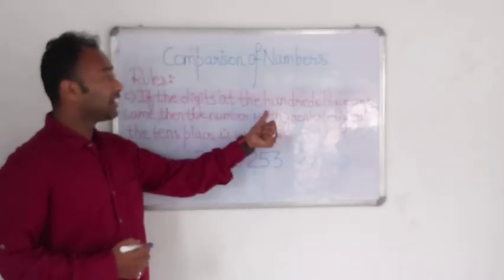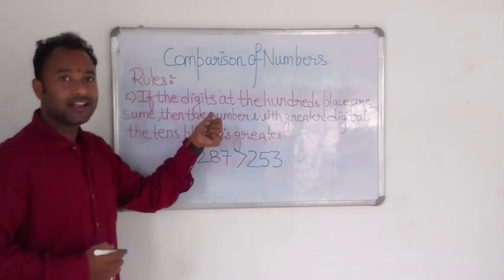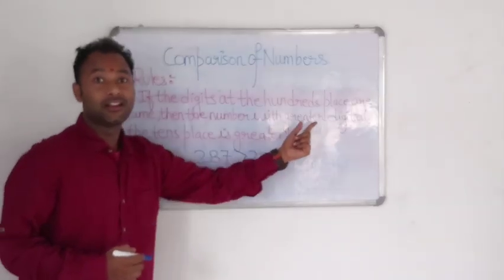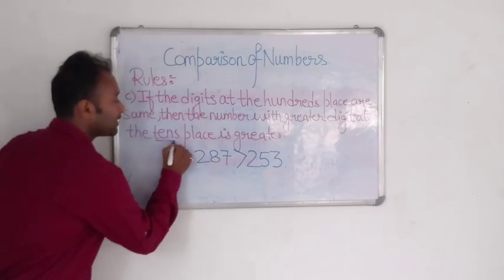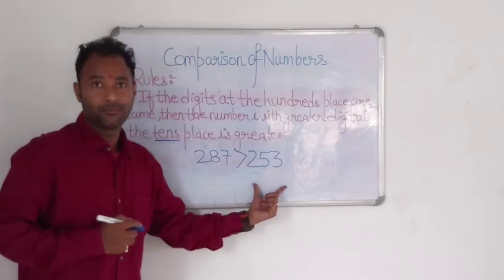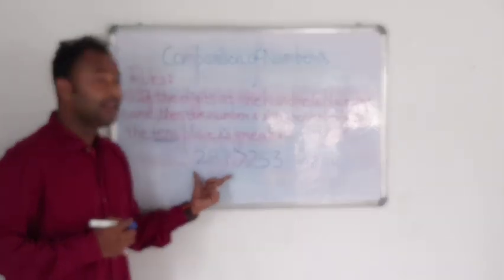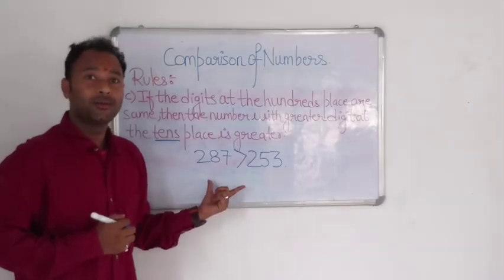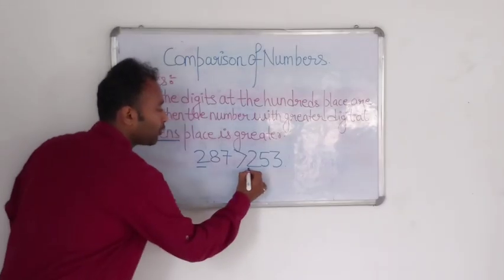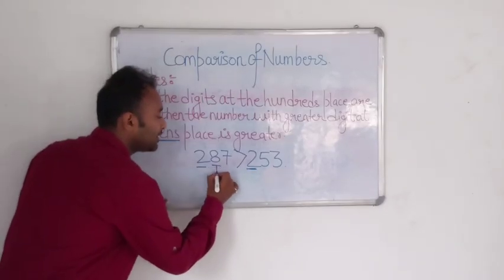Now next is rule number 3. If the digits at the hundreds place are the same, understood students? Again I am repeating. If the digits at the hundreds place are the same, then the number with the greater digit at the tens place is greater. Students, now if I give an example of a 3 digit number. In the previous rule it is said that whenever 3 digits are there, you will compare the two numbers in the hundreds position. But now in this part, the hundreds position is the same. Can you see that in the hundreds position 2 is the same? So now you will compare the next digit, that is the tens place digit.